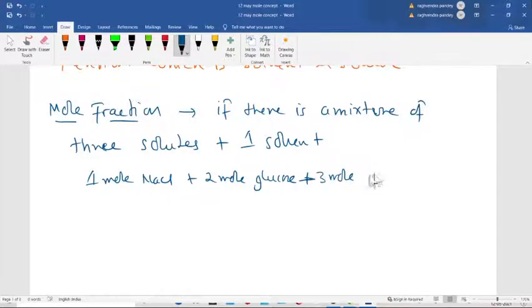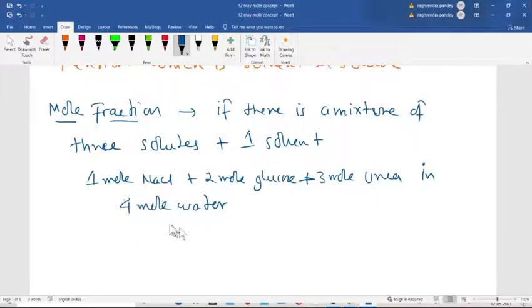3 mole urea in 4 mole water. Suppose this is a solution. I have not taken the volume of the water, just took the moles, because moles are ultimately what is required for the mole fraction. So 1 mole NaCl, 2 mole glucose, 3 mole urea in 4 mole water.